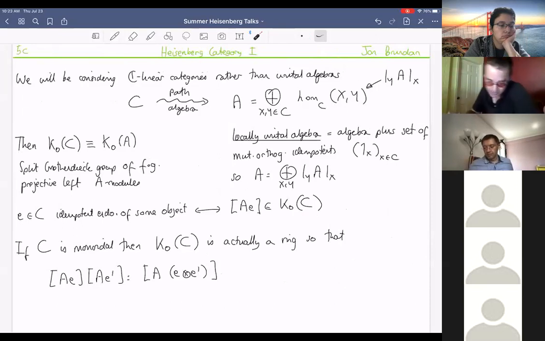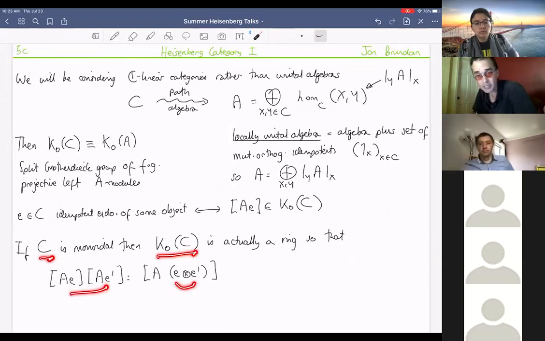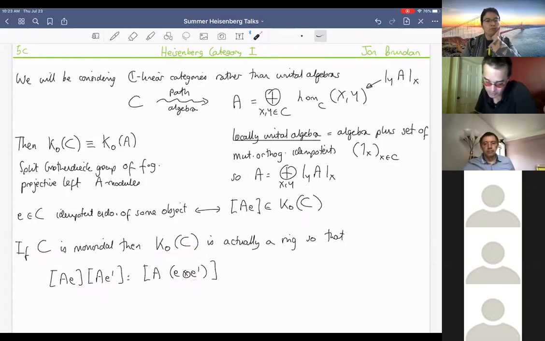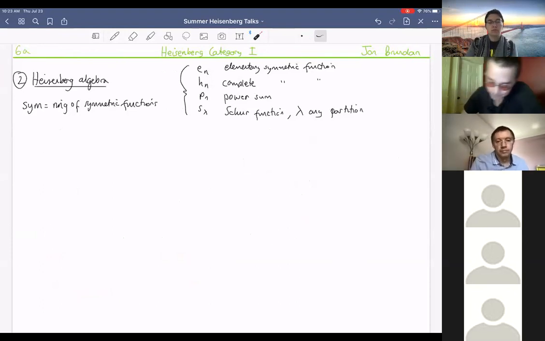The only other thing to mention here is that if the category C, that C-linear category, is actually monoidal, which is what's going to be interesting for us, then this Grothendieck group isn't merely a group, it's actually a ring. And the way these left ideals generated by idempotents multiply in that ring is coming from the tensor product on that monoidal category. So e tensor e is the tensor functor on that monoidal category. Okay, so that's the background on K-theory that we need. Now let's start talking about Heisenberg.